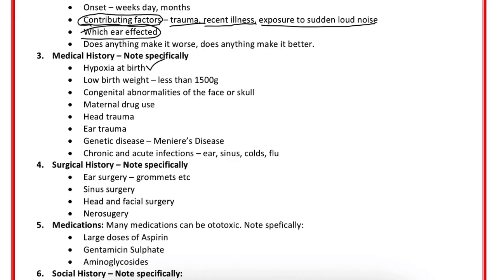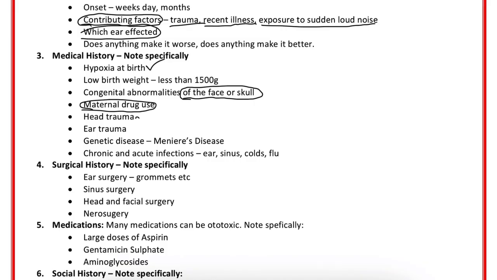If any baby has hypoxia at birth or low birth weight, less than 1500 grams, or any congenital abnormalities of the face or skull, these are important in children. And maternal drug use, because during pregnancy, if they are using drugs like gentamicin, aminoglycosides, or other ototoxic drugs, the baby can get congenital ear problems. That's why maternal drug use is very important.